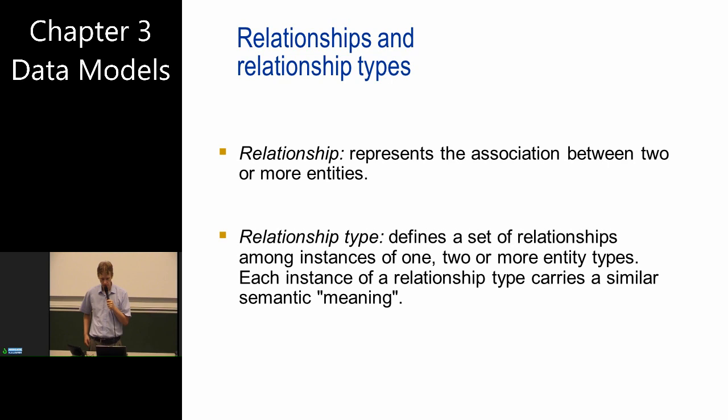Of course, we will also be able to model relationship types between the entity types. So a student can take courses, a course can be followed by students. So we're going to have relationships and relationship types. A relationship type is a collection of relationships.